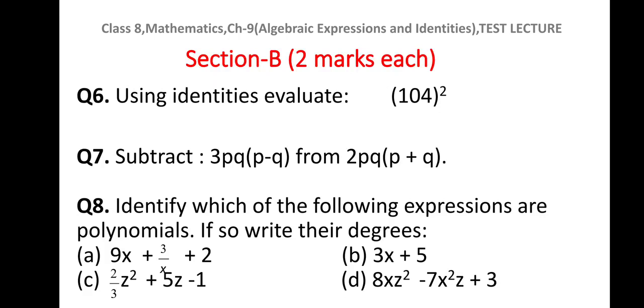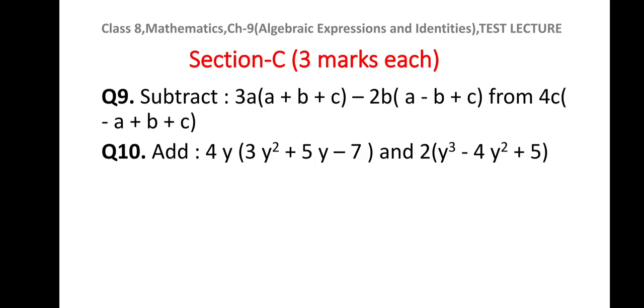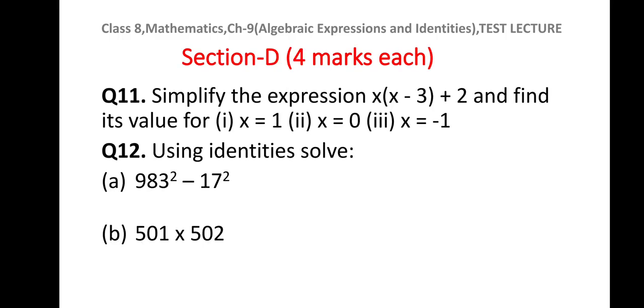So question number 6, 7 and 8, these are of 2 marks each. Section C, 3 marks each. Section C consists of 3 marks questions. Question number 9 and question number 10, these are of 3 marks. And this is the last section, that is section D, consisting of 4 marks questions. So question number 11 and 12, these are of 4 marks.